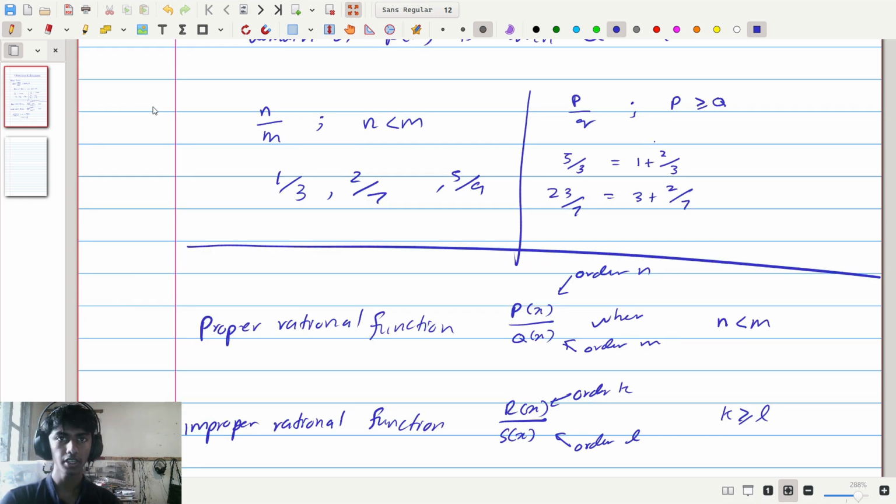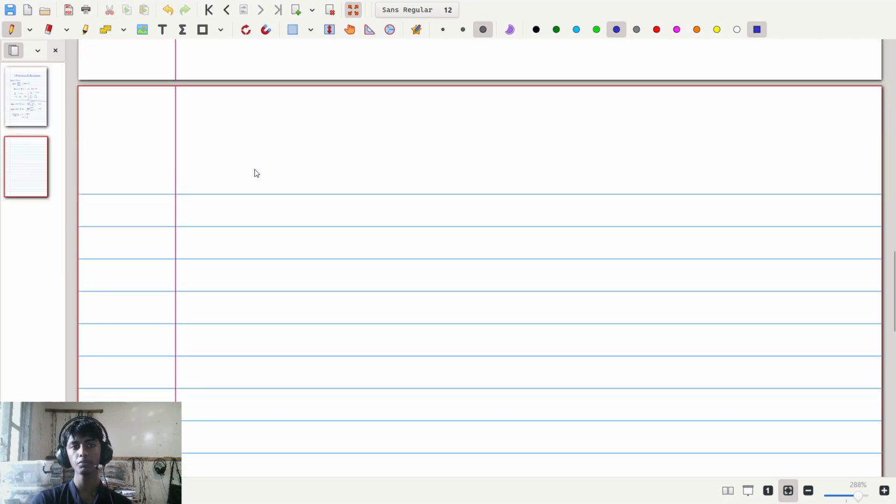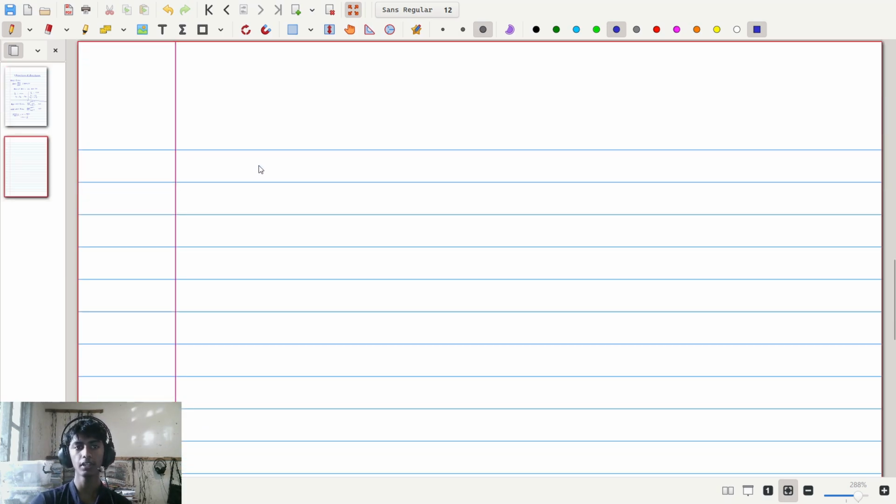So now let's consider how this relates to partial fractions. I want you to first consider a simple case. Let's say we have a divided by b plus c divided by d.